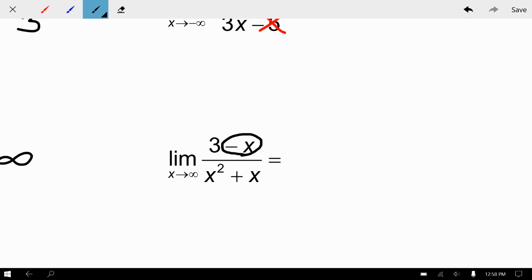The minus x is going to dominate the value of the expression. In the denominator, the x squared is going to dominate the value of the expression. So I've essentially got negative x over x squared, or negative 1 over x. As x gets very large, that's going to approach a value of 0.